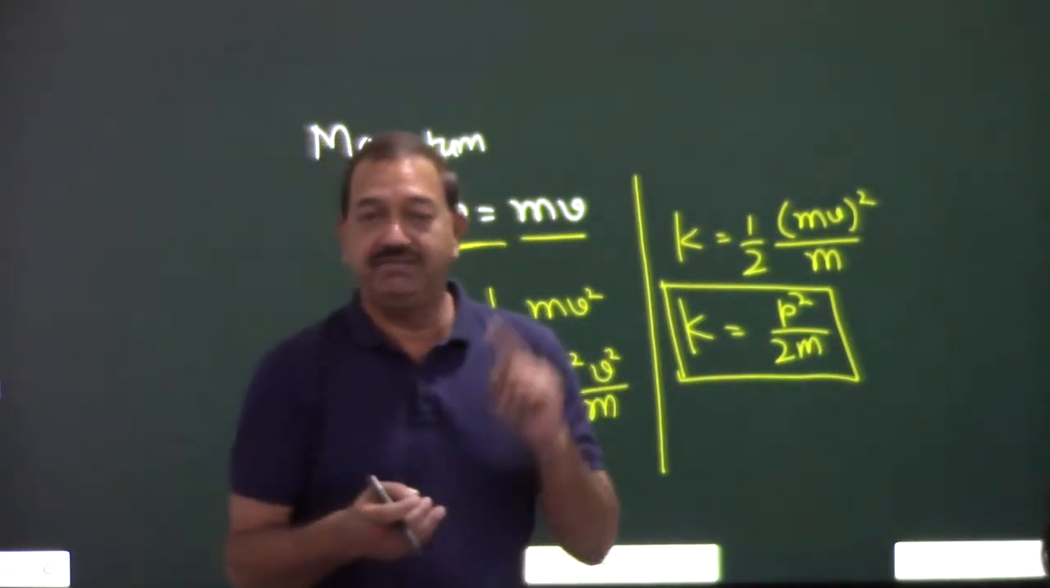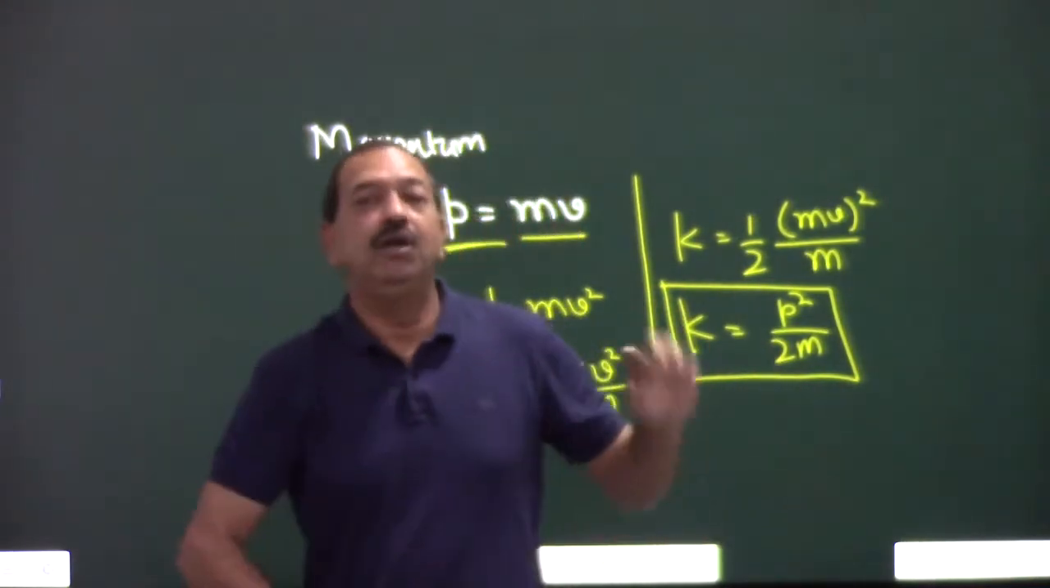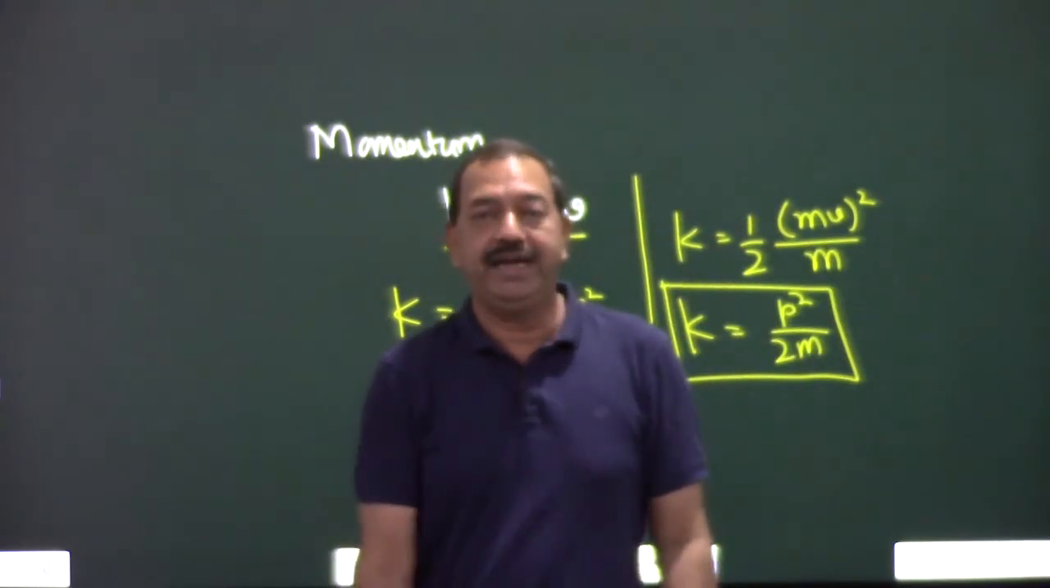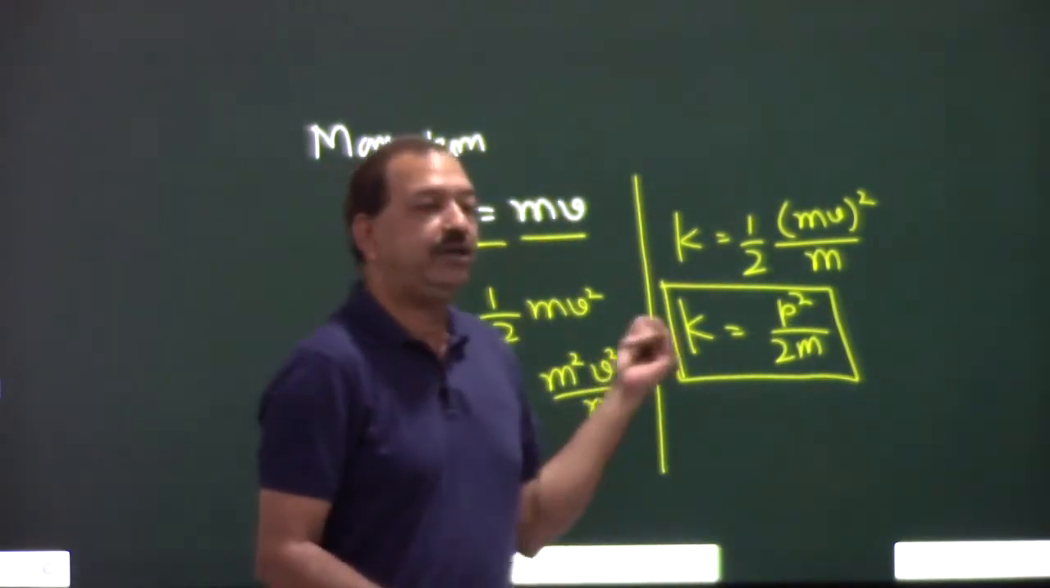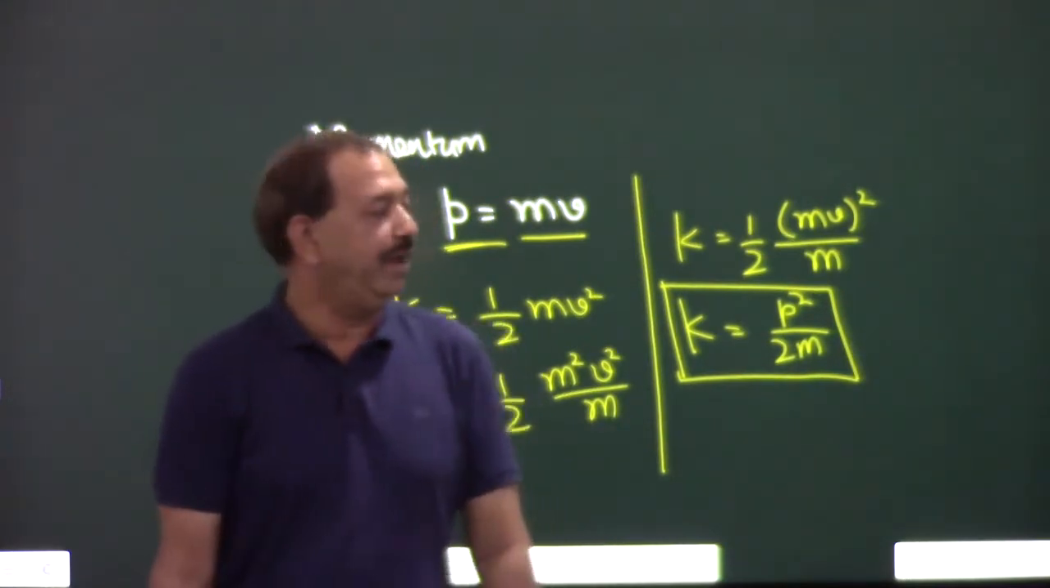Remember always, if the object has kinetic energy, it will definitely have momentum, or otherwise if the object has momentum, then it will also have kinetic energy, and both are interrelated to each other by the relation K is equal to p square by 2m.